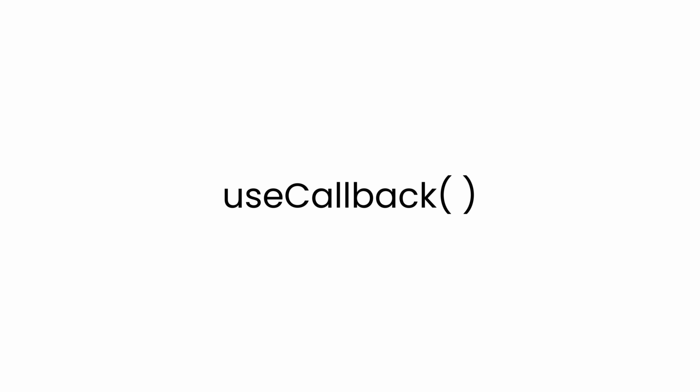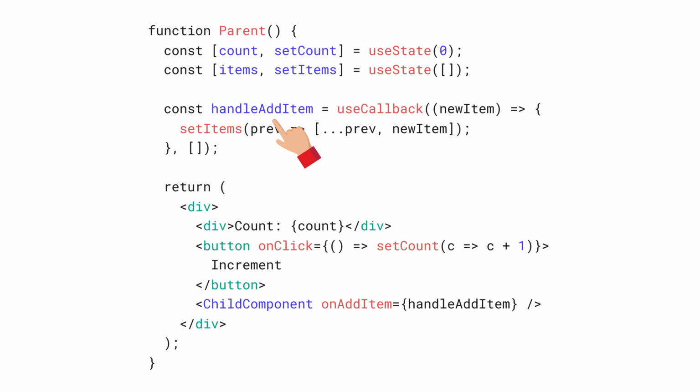useCallback is similar but for functions. Without useCallback, handleAddItem would be recreated on every render, causing child components to re-render unnecessarily. It ensures the same function reference is reused between renders. This is mainly helpful when passing callbacks to memoized child components.